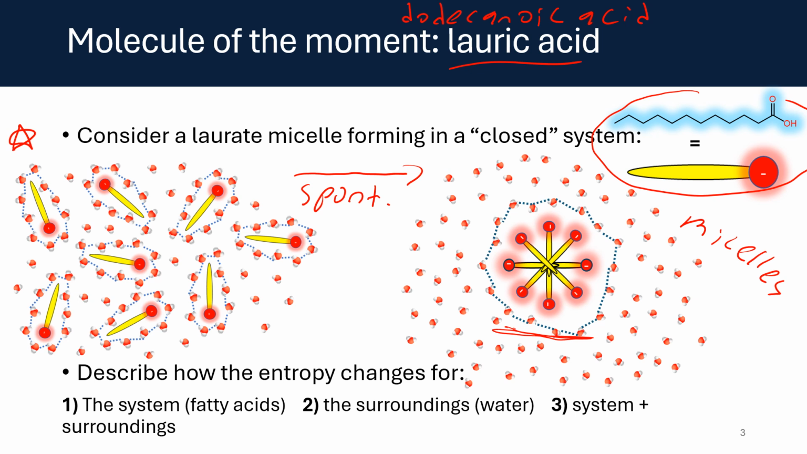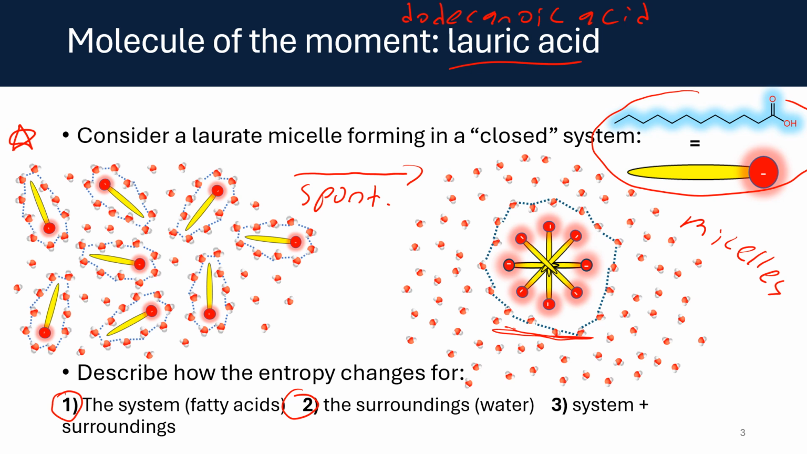I want you to examine this process from the perspective of entropy. I want you to ask yourself, how does the entropy change for the quote-unquote system? And by that, I mean the lauric acids, the fatty acids. How does its order change through this micelle assembly process? The next thing I want you to ask yourselves is, how does the entropy change for the surroundings, which would be the water molecules that are suspending the micelle?